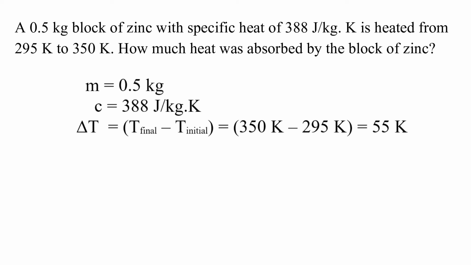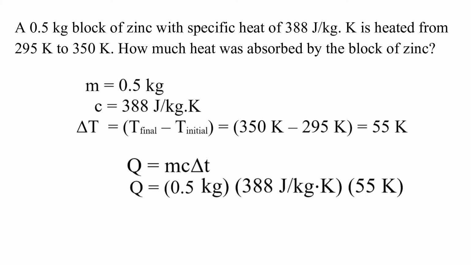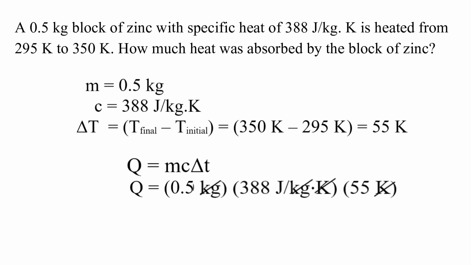Plugging these values into the specific heat equation Q equals mcΔT gives us 0.5 kg times 388 joule per kilogram Kelvin times 55 Kelvin. Since we are given a mass in kilogram, temperature in Kelvin, and specific heat in joule per kilogram Kelvin, this allows us to cancel units of kilograms and Kelvin. The unit left is joule. Getting their product, it gives us 10,670 joule.